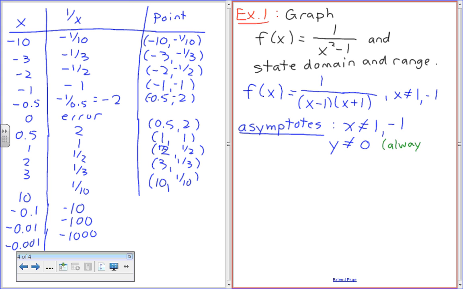Let me rephrase. Always in grade 11, that's going to be the case. In grade 12, you will get weird asymptotes, definitely. But in grade 11, that's all you're going to do.